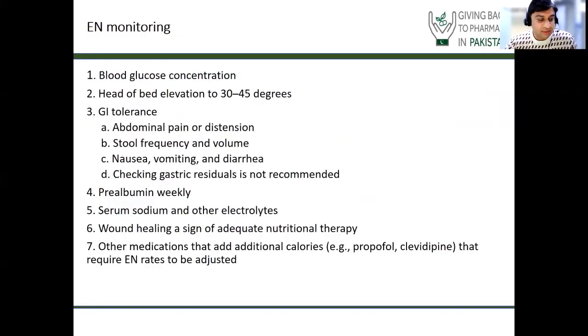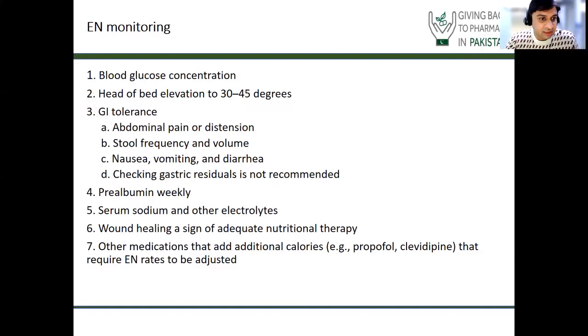So how do we monitor enteral nutrition? Blood glucose concentration, because you have to keep a balance. In all the hospitalized patients, the target blood glucose is less than 180 and more than 100. Head of bed elevation to 30 to 45 degrees will reduce the chances of aspiration.